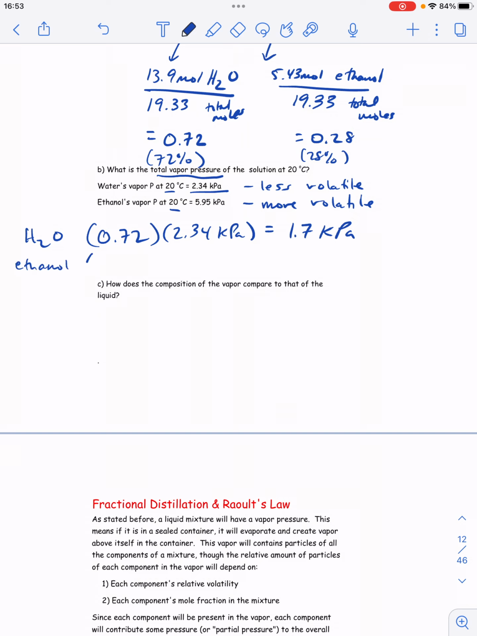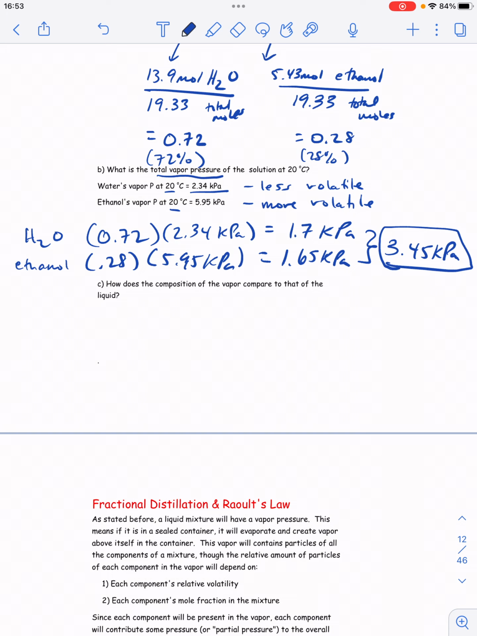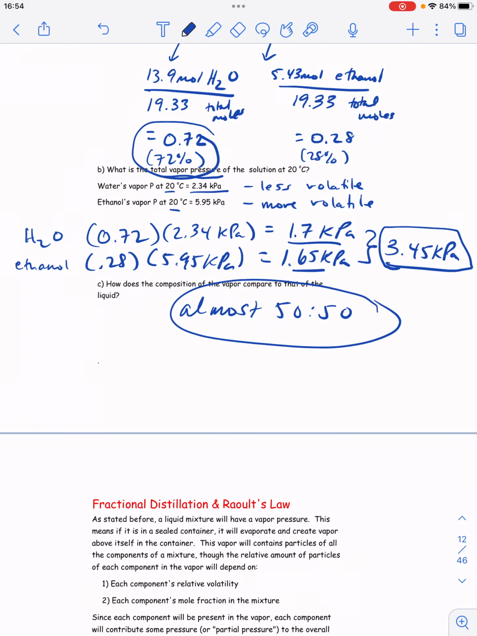And the ethanol is contributing 0.28 times 5.95. So it's contributing 1.65 kPa. And so in total, the total vapor pressure is the combination. And so we get 3.45 kPa as the total vapor pressure. Now, if I look at those partial pressures, as we call these, the pressure from the water and the pressure from the ethanol, I can see that it's almost 50-50. So although the liquid mixture had almost 3/4 water, the vapor now has about 50-50 of the two components.